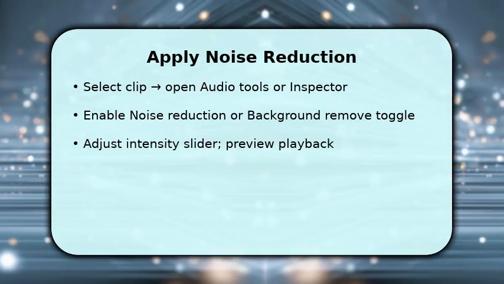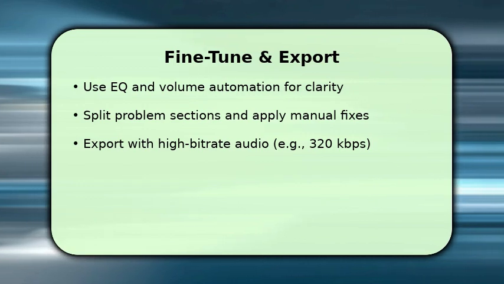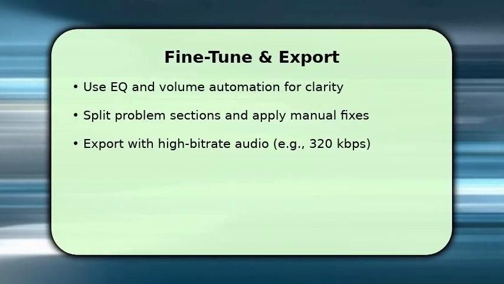Once the bulk noise is gone, refine the sound. Add EQ to boost 4K Hz for vocal clarity and reduce low-end rumble with a high-pass filter. Use volume automation to smooth loudness changes and split out noisy segments for targeted processing or replacement.